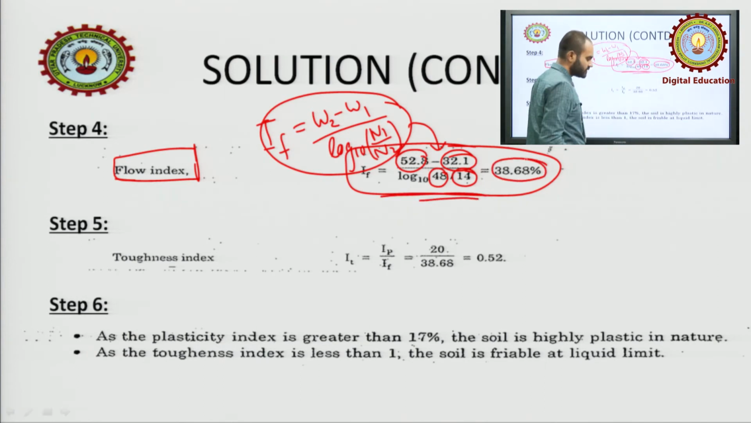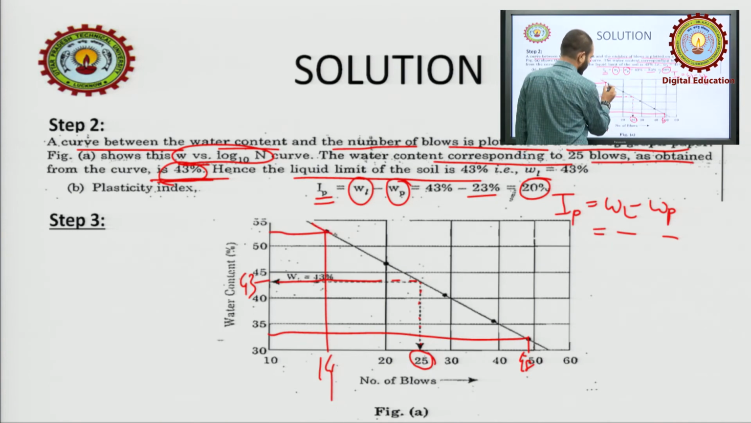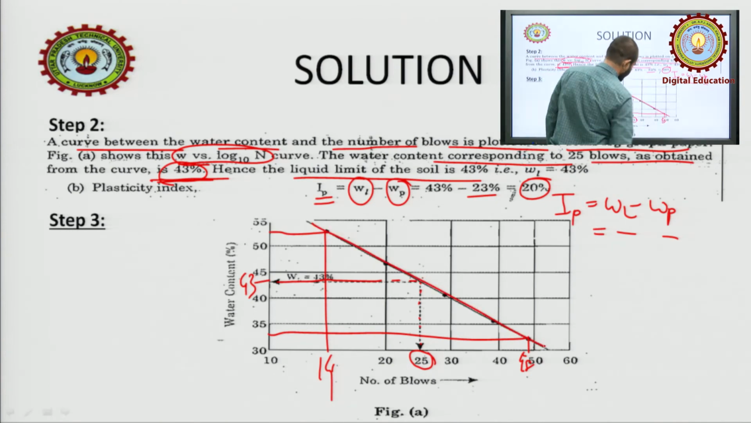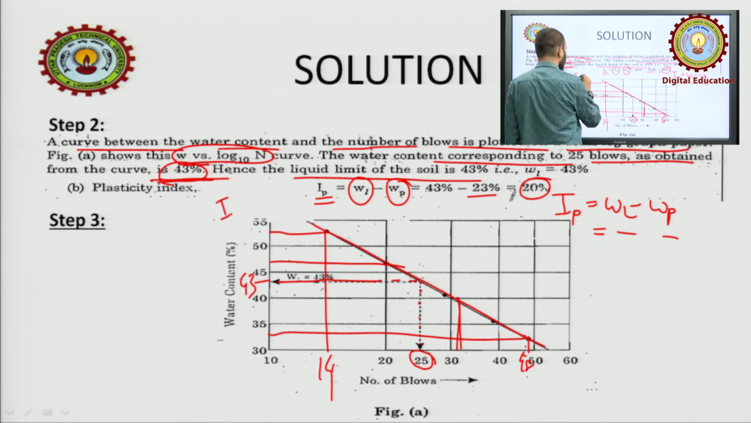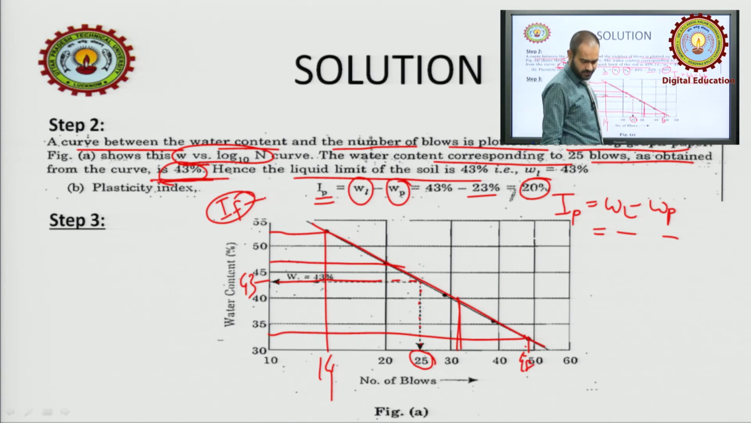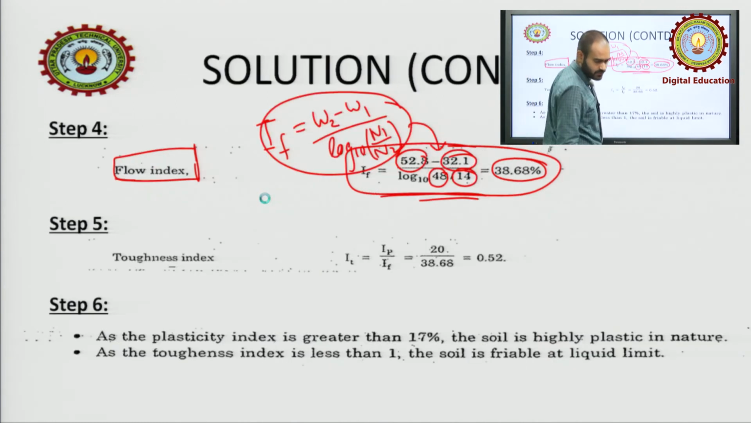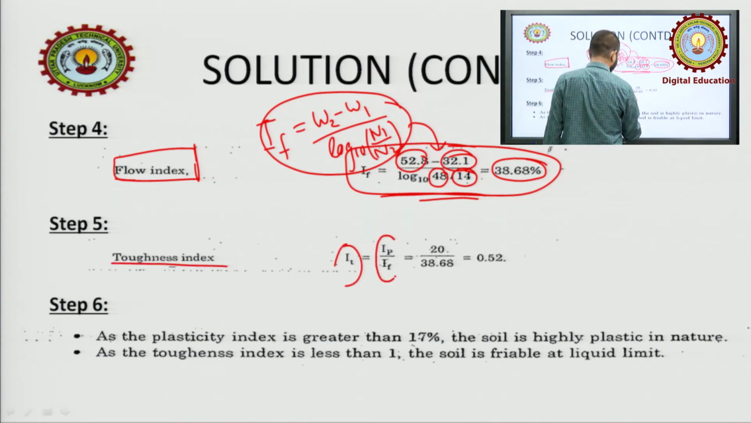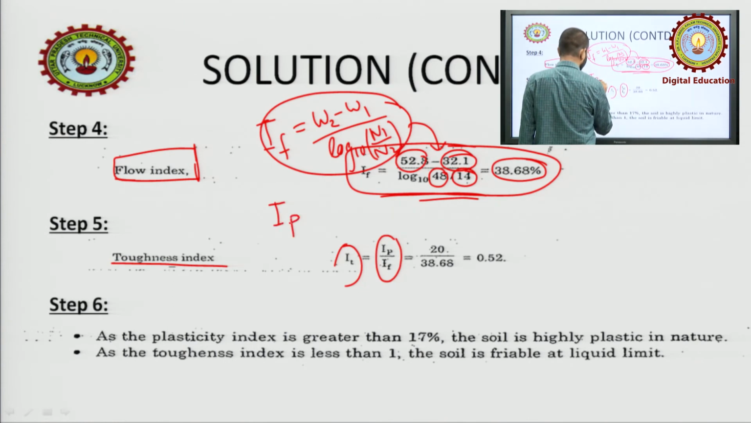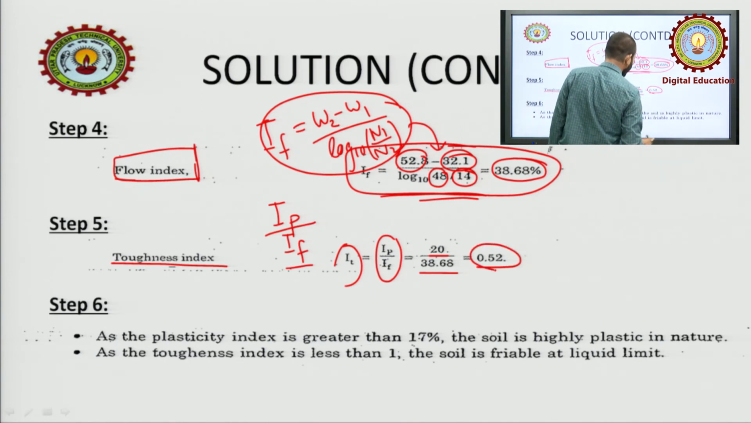It is a straight line, so you need not take only these points. You can take any point here, any point here, and you can calculate the same flow index, and the answer will be the same, because it's a straight line. You can do it with other points also. Finally, the toughness index. Toughness index IT is IP upon IF, means plasticity index upon flow index. Both of them you already calculated, so directly you get the answer.